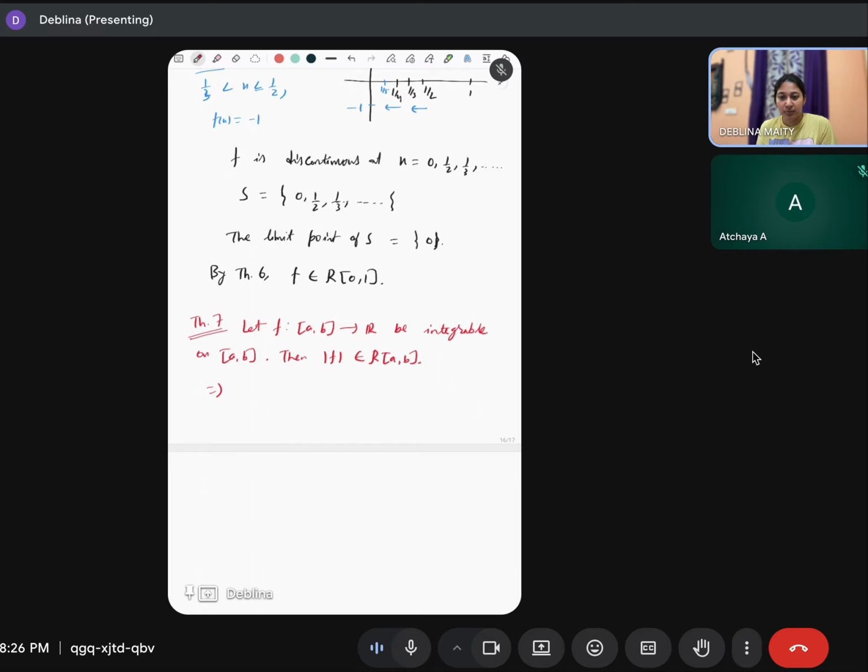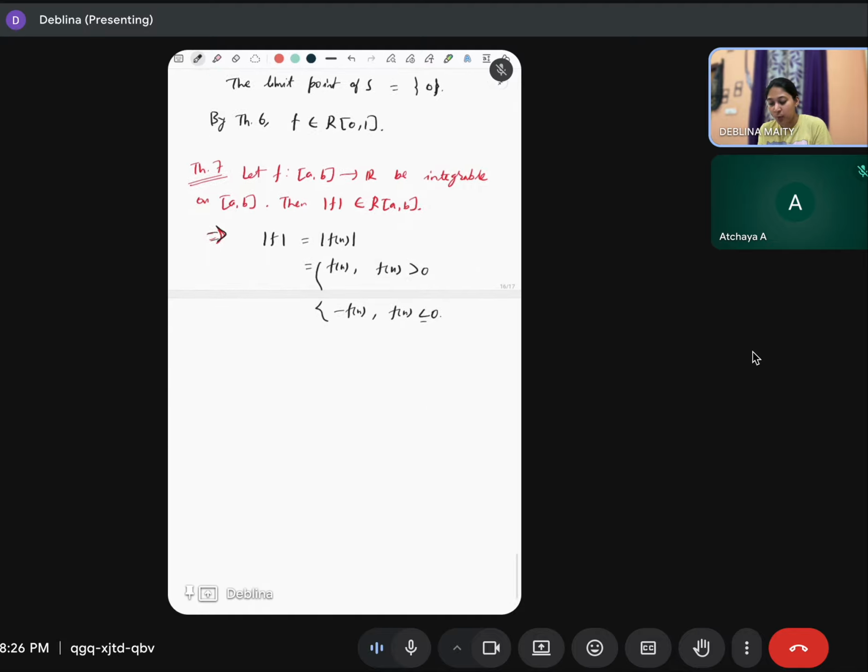Now mod f means what? Mod f means if f(x) is negative, it is minus f(x). Okay, I'm writing this. So mod f means mod of f(x). This means f(x) if f(x) is greater than 0 and minus f(x) if f(x) is less than 0. Right. This is mod f, the function.